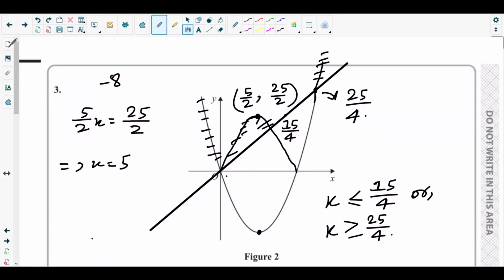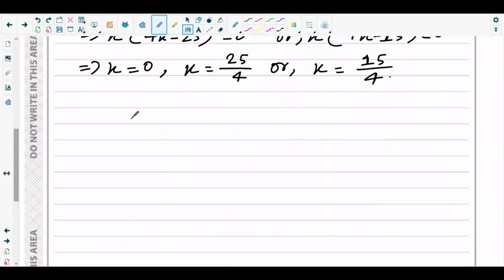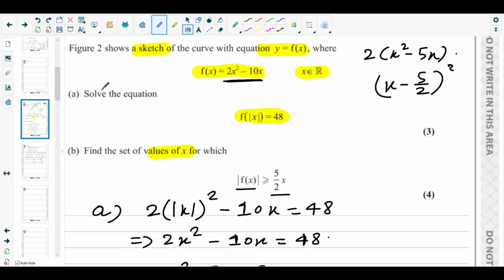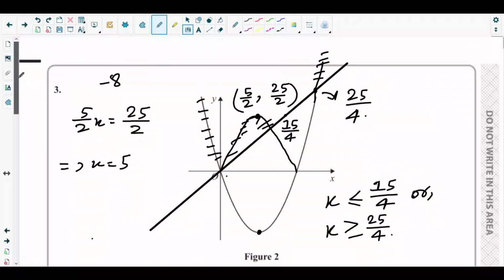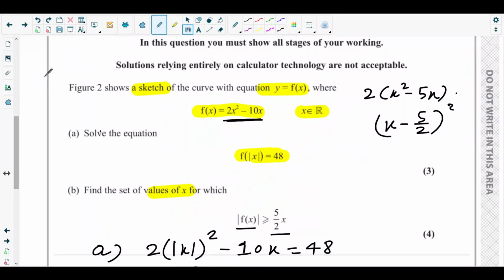So what we can say is the range of possible values for x is: x is less than or equal to 15/4, or x is greater than or equal to 25/4. That's exactly what part B of question number 3 has asked for. That's it.